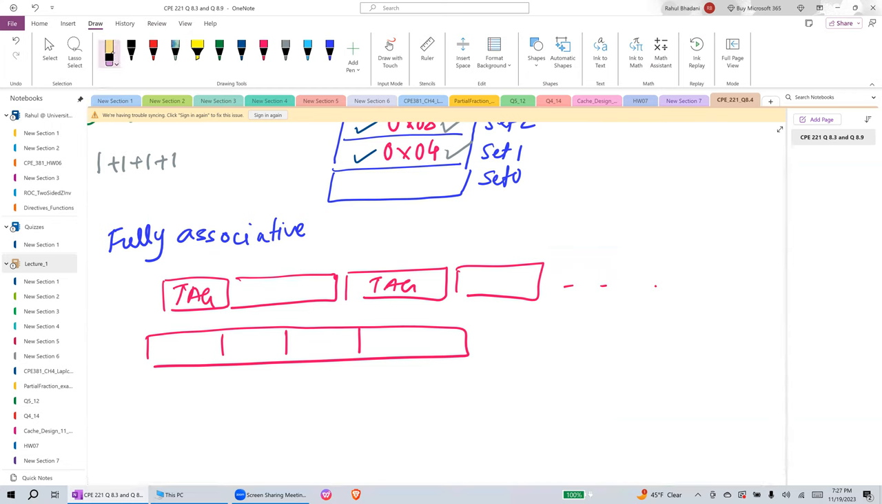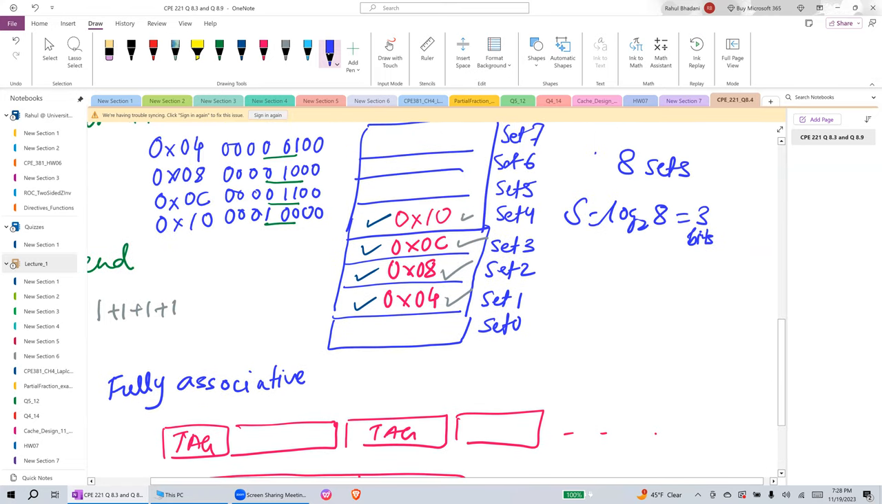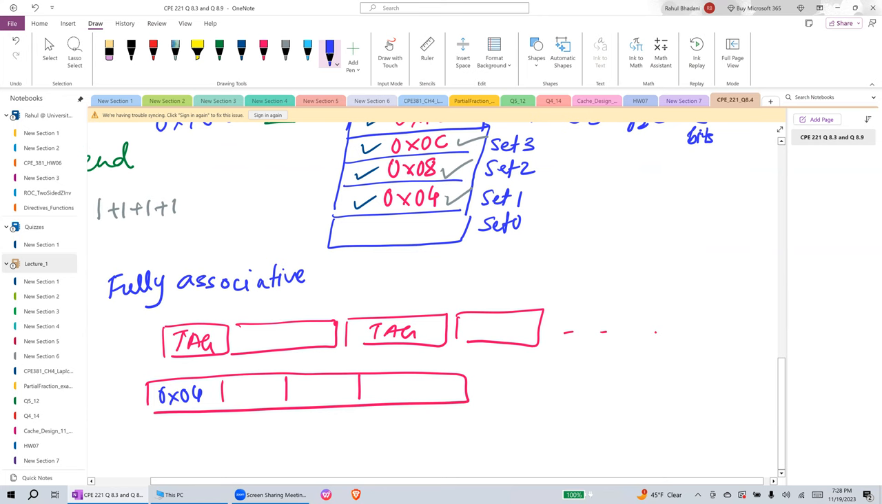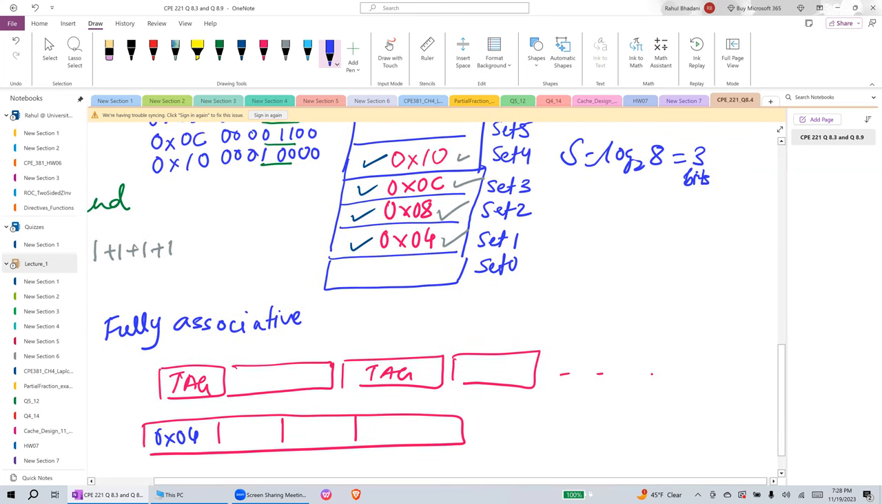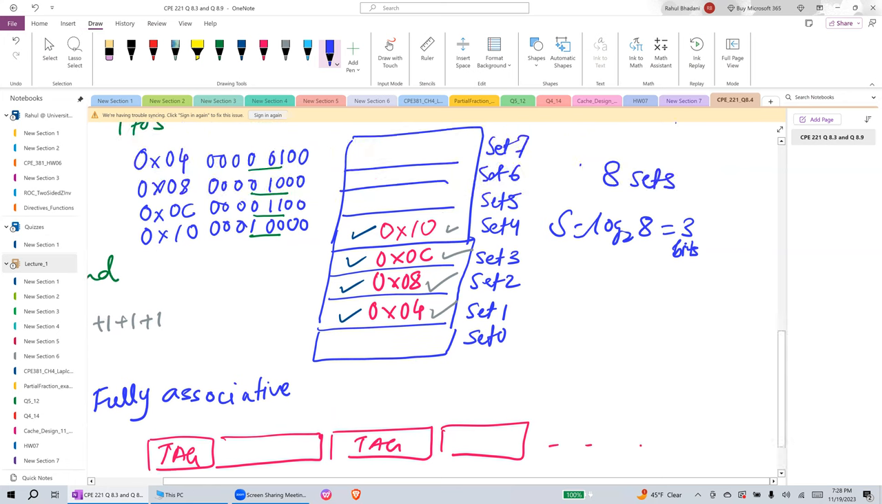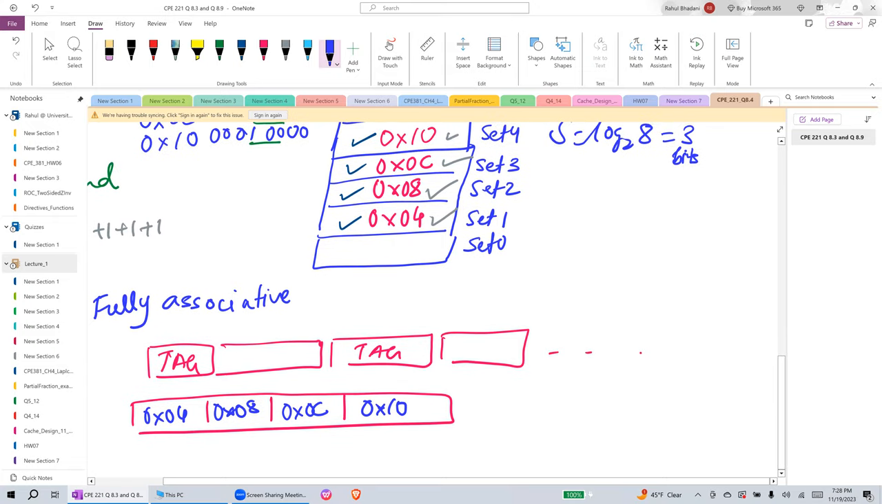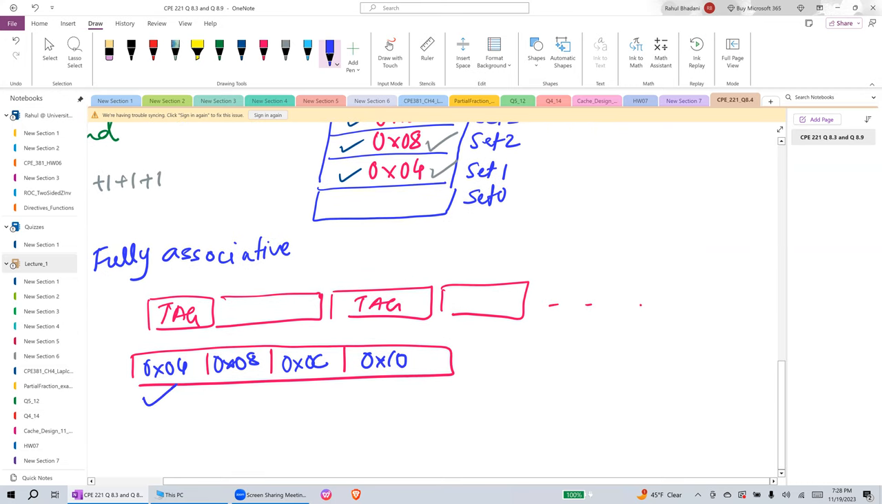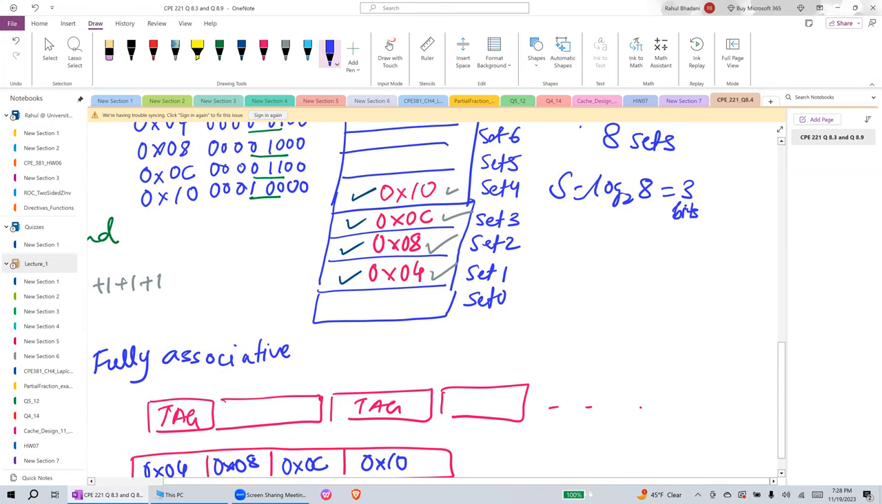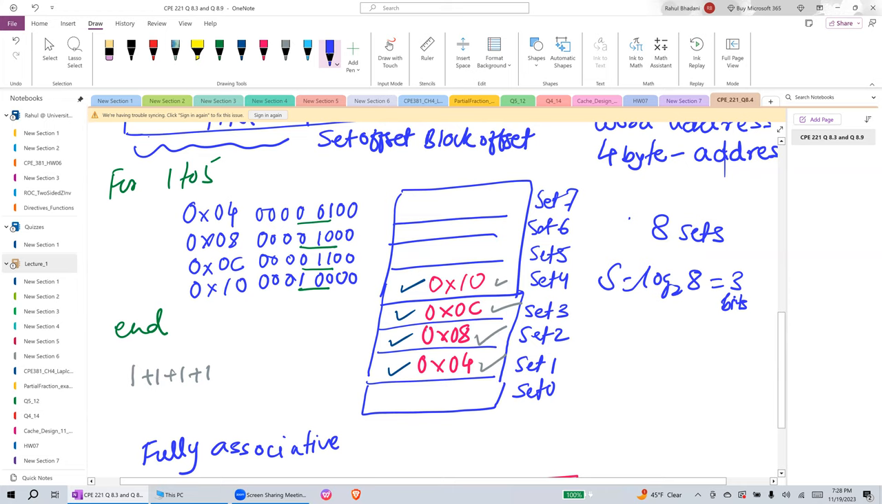So in this case, if you have a fully associative cache, let's say 0x04 will come here. Okay. Then after that, we have 0x08, then 0x0c, and then after that 0x10. So if this gets iterated over and over again, the first time is a cache miss, and then in subsequent iterations no cache miss. So for this particular address sequence, you will see that both are the same.